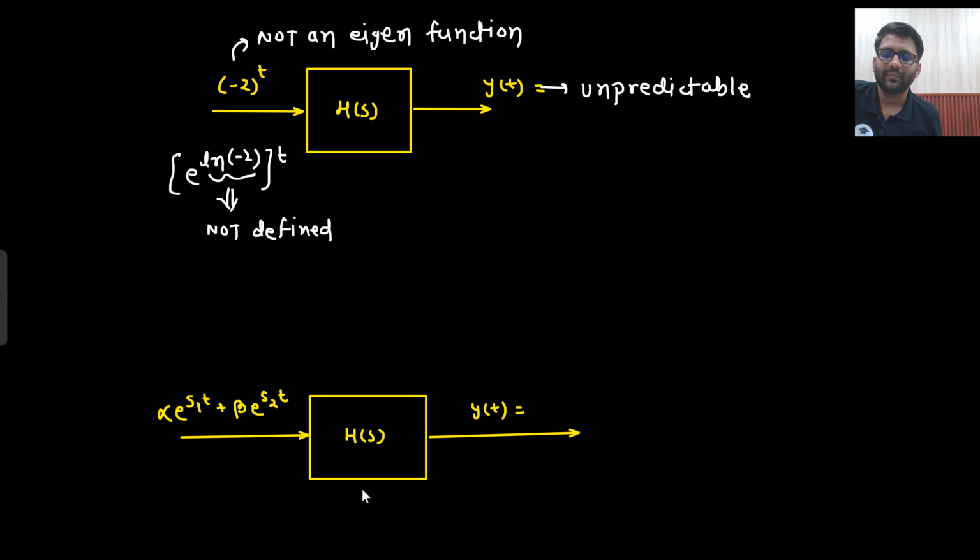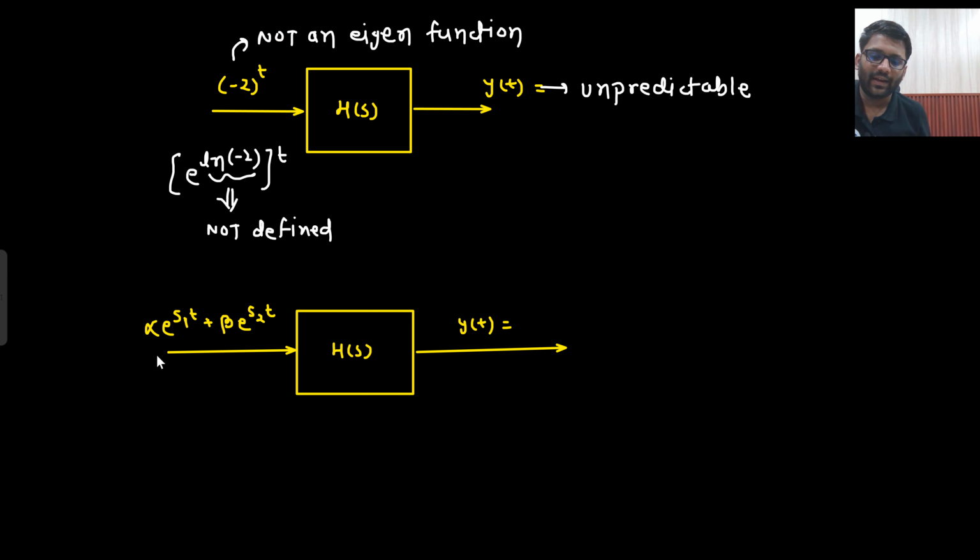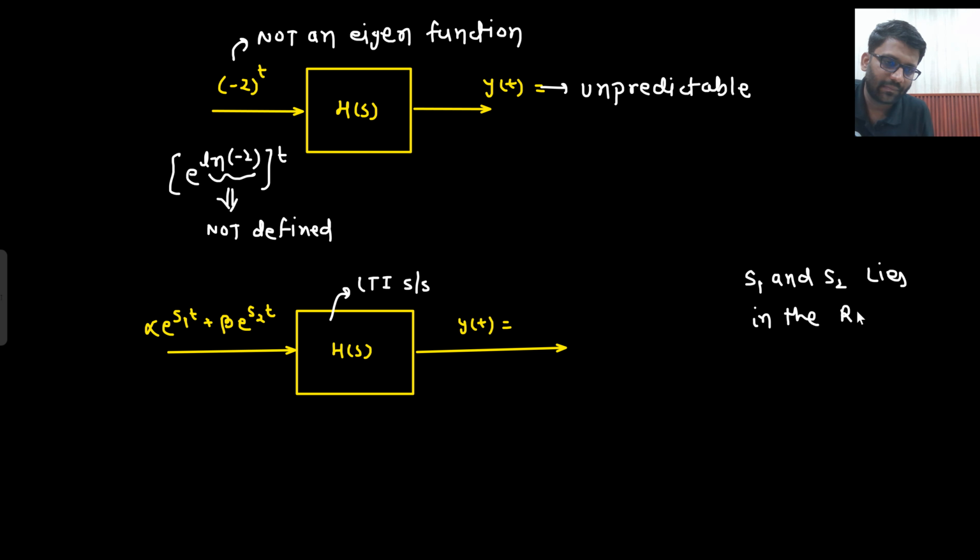Okay. And what about this one? If I am applying alpha e to the power s1 t plus beta e to the power s2 t to an LTI system, considering that s1 and s2 lie in the ROC of H(s), so what will be your y(t)?